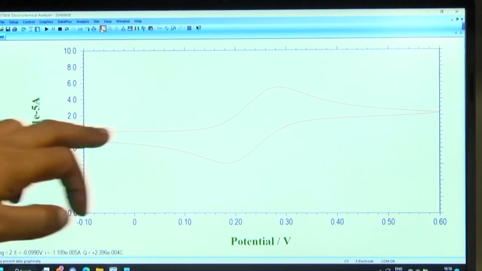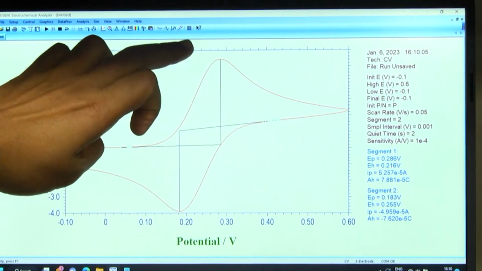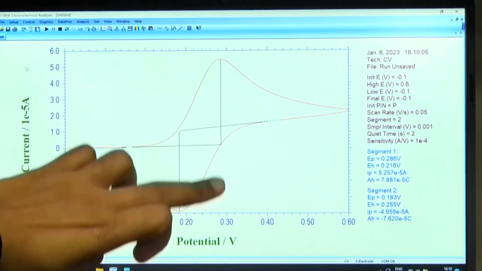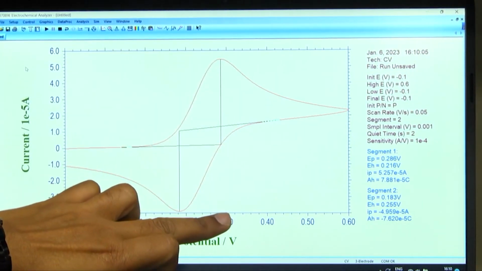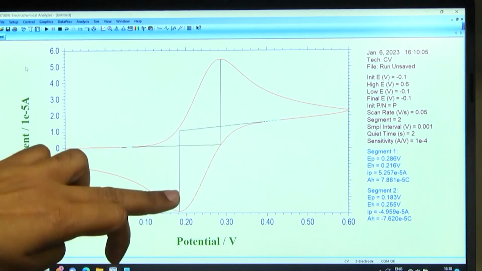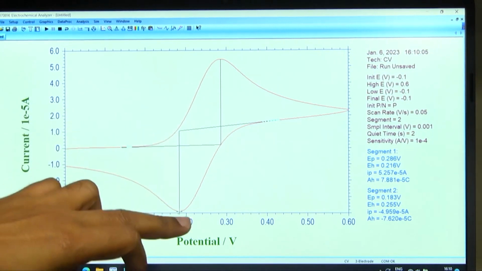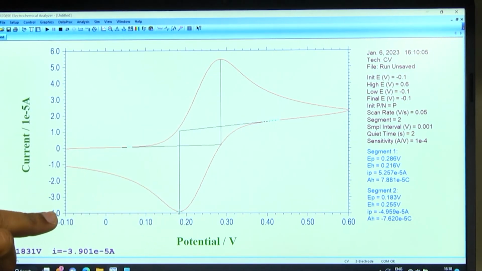So, here you can see this is the oxidation peak current, and this potential is the oxidation peak potential that I taught you already during the theory class. And see here, on the negative side, this is the reduction peak potential, and this current is the reduction peak current.